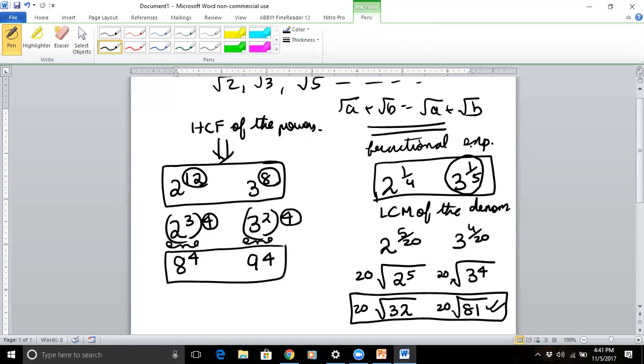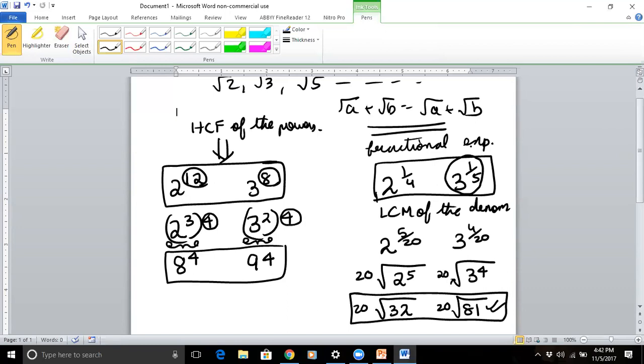Whenever you're comparing exponents, the rule is you always make the powers equal. How you make the powers equal will depend upon whether you're dealing with integer exponents or fractional exponents. When you're dealing with integer exponents, you always make the powers equal by taking the HCF of the powers. And when you're dealing with fractional exponents, you always make the power equal by taking the LCM of the denominators of the powers you're dealing with.